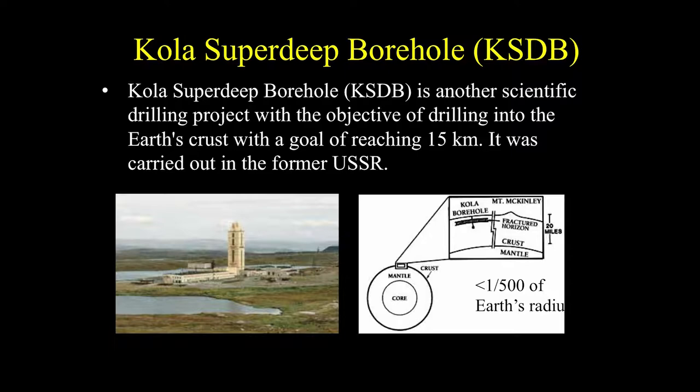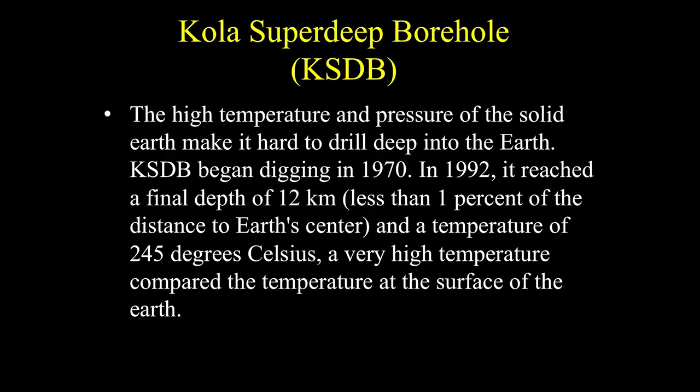The high temperature and pressure of the solid Earth make it hard to drill deep into the Earth. KSDB began digging in 1970. In 1992, it reached a final depth of 12 kilometers, which is less than 1% of the distance to Earth's center, and a temperature of 245 degrees Celsius, a very high temperature compared to the temperature at the surface of the Earth.